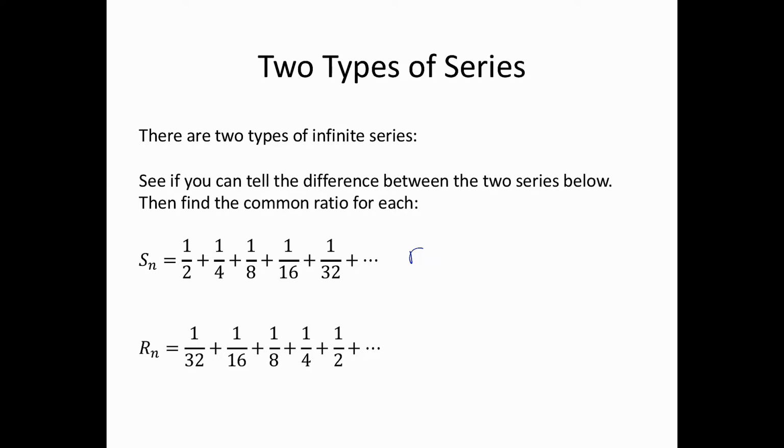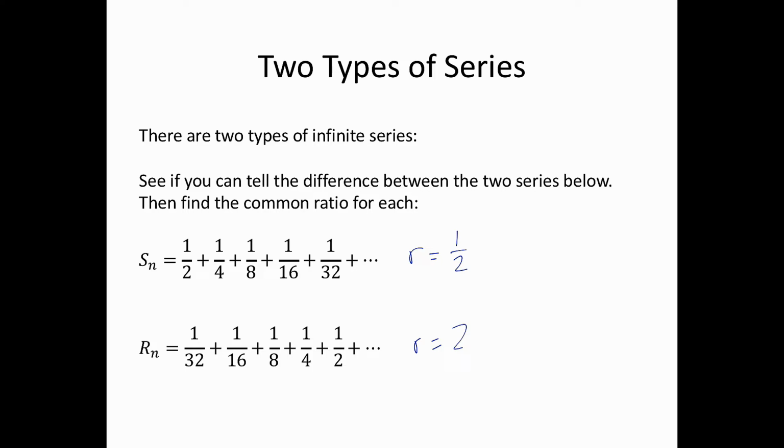Looking at these two patterns, we've got 1/2, plus 1/4, plus 1/8, plus 1/16, plus 1/32. To get from one term to the next, we're multiplying by 1/2 over and over. Now the second one uses the exact same fractions in a different order. It goes 1/32, plus 1/16, plus 1/8, plus 1/4, plus 1/2. The R value there is 2.